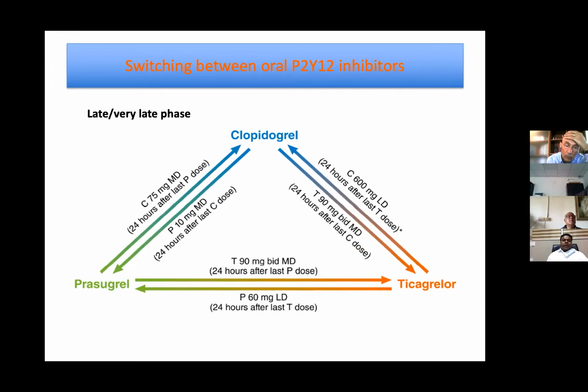For the late or very late phase, it is slightly different. When you are escalating from clopidogrel to prasugrel or ticagrelor, you give the maintenance dose straight away, 24 hours after the last clopidogrel dose. Whereas if you are going from ticagrelor to prasugrel or ticagrelor to clopidogrel, where you find drug interactions, you have to give a loading dose 24 hours after the last dose.